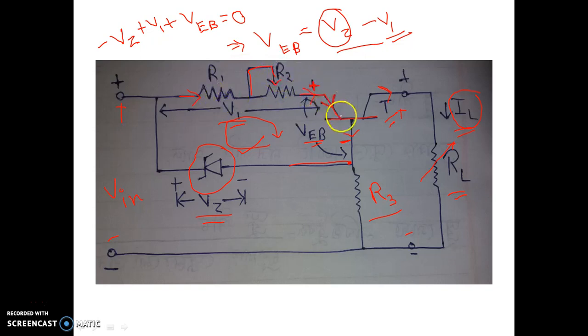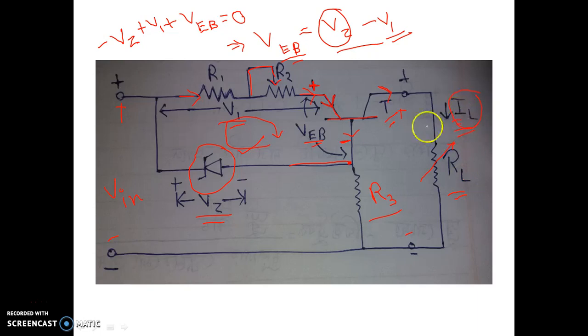Now as the emitter current increases due to an increase in IL, V1 increases. As V1 increases and VZ is constant, VEB will decrease, and we know that the collector current for a PNP transistor is IC equal to IS into e to the power VEB by VT. As VEB decreases due to the increase in V1, IC, the collector current, which is IL, will decrease. So basically, if RL decreases, then IL will increase.